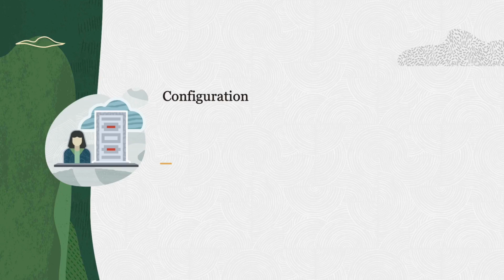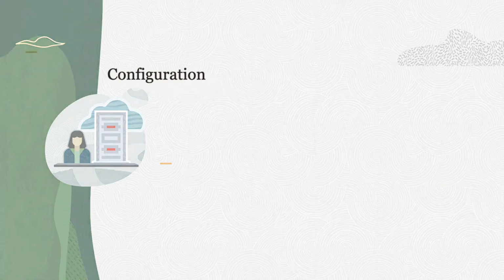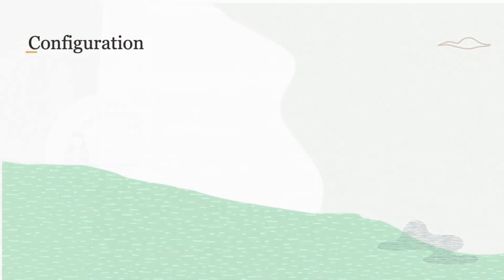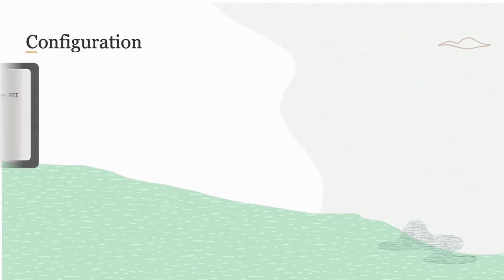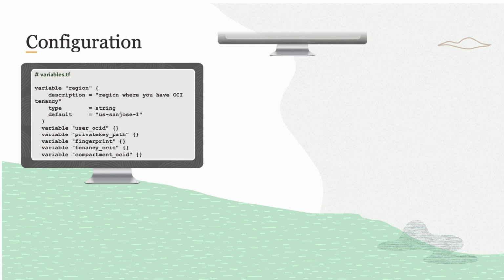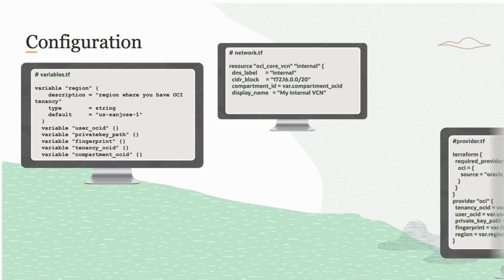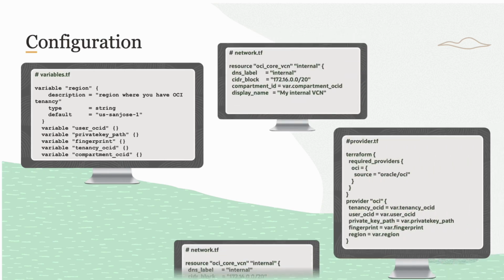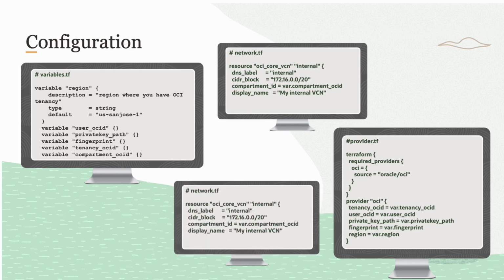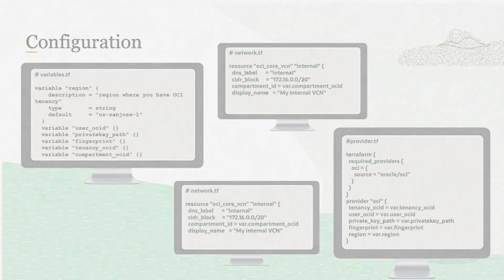In OCI Resource Manager, configuration involves defining variables, resources, and providers in your Terraform files. This process sets the foundation for managing your cloud infrastructure. In the Resource Manager realm, every time you hear about configurations, it's referring to your set of Terraform files.